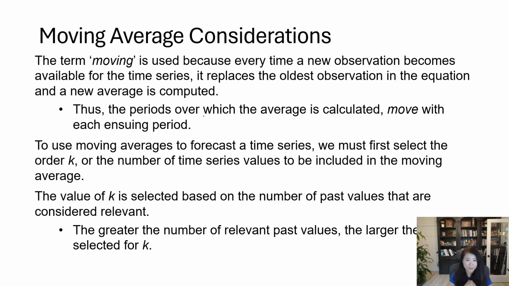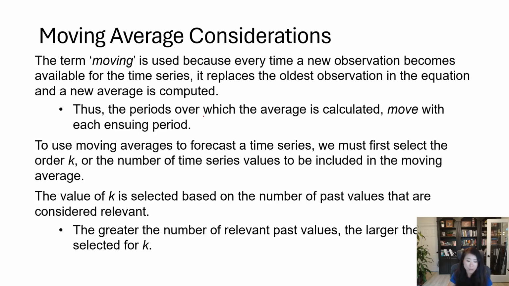Okay, before we look at the example, there are a few things you need to consider. The term moving is used because every time a new observation becomes available for the time series, it replaces the oldest observation in the equation and a new average is computed. So again, we're going to look at an example. You will see that it's very straightforward.